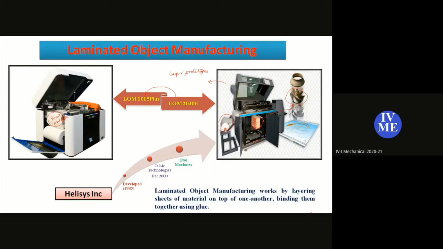So what is the meaning of laminated object manufacturing? Laminated object manufacturing works by fabricating prototypes by adding layer by layer, one by one, and binding them, meaning laminating them using a glue.